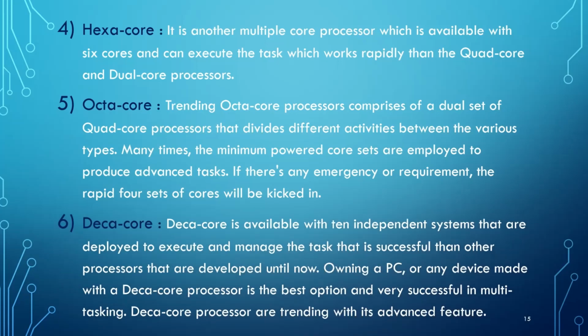Lastly, we're going to talk about the Deca-core. Deca-core is available with 10 independent systems that are deployed to execute and manage the tasks more successfully than other processors that are developed until now. Owning a PC or any device made with a Deca-core processor is the best option and very successful in multitasking. Deca-core processors are trending with their advanced features nowadays.